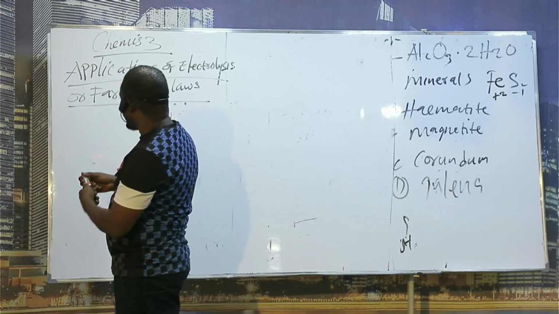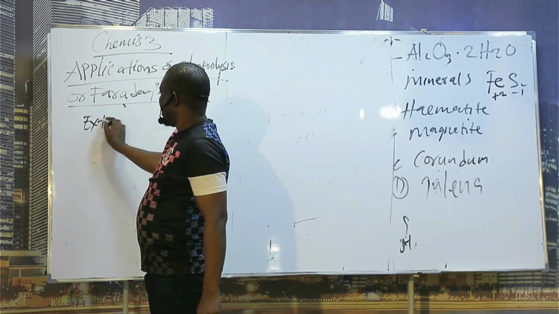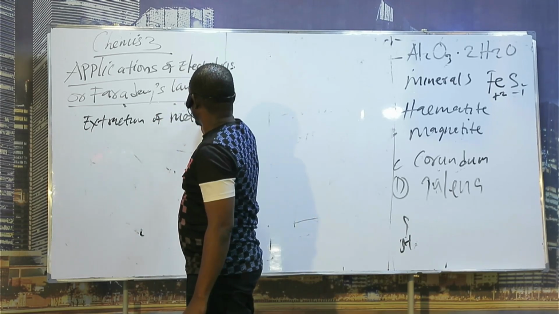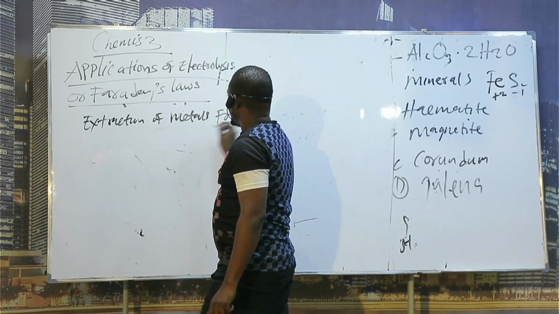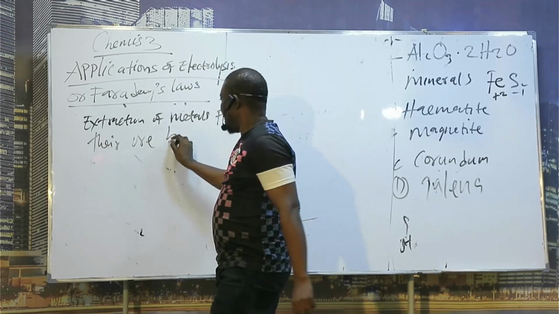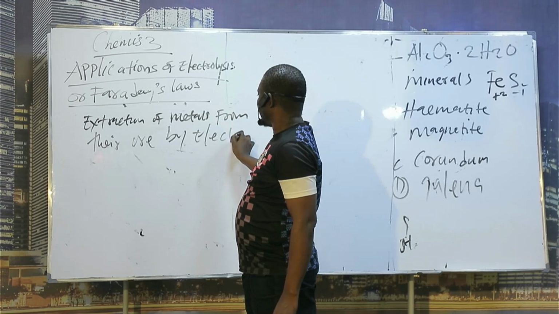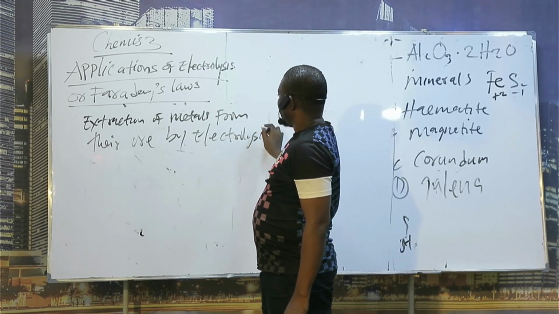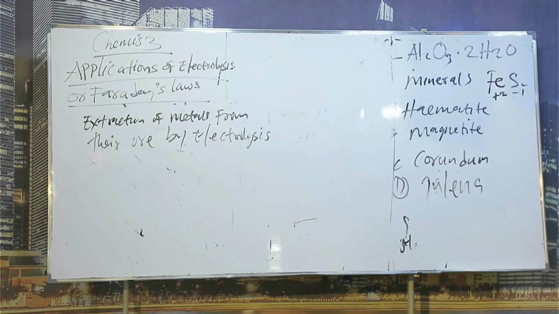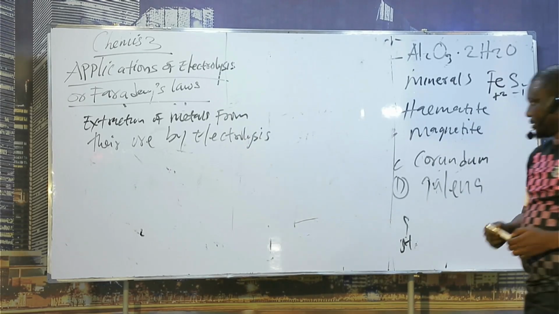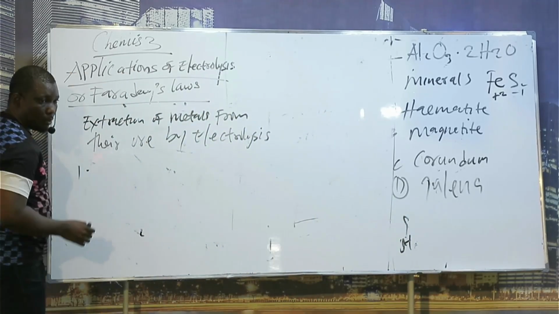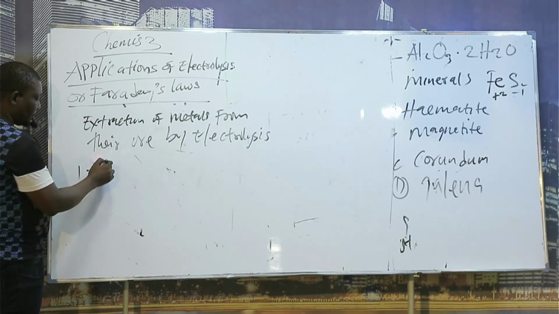So let's look at extraction now. Now listen to me. Extraction of metals from their ore by what? Electrolysis. Which metal can you extract by electrolysis from the ore? What metals can you extract by electrolysis? One is what? Sodium metal.